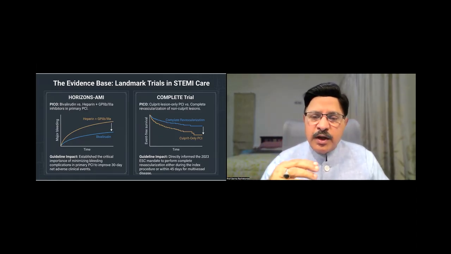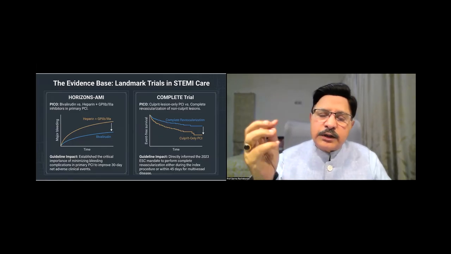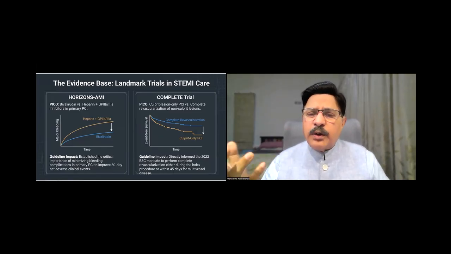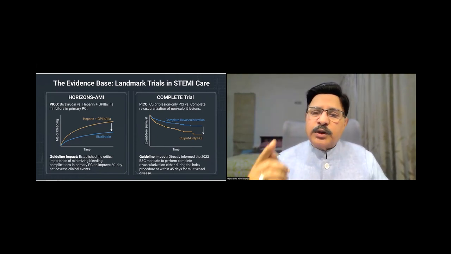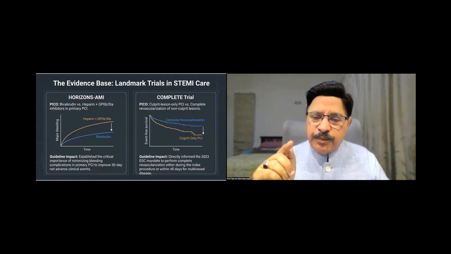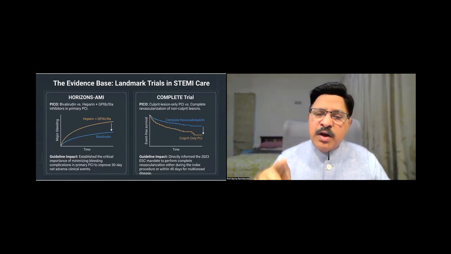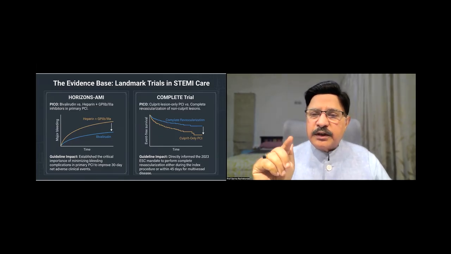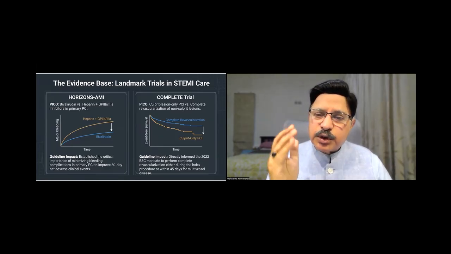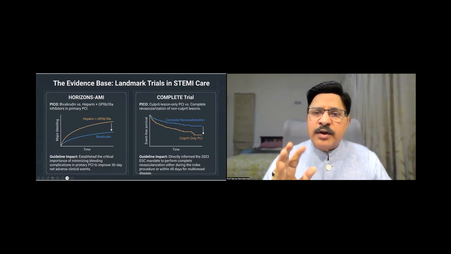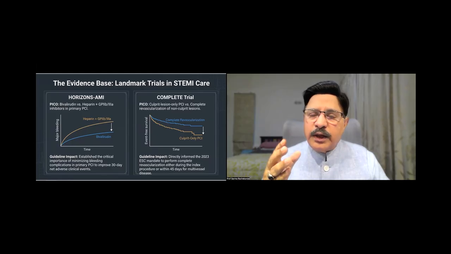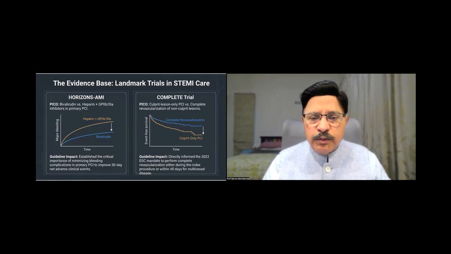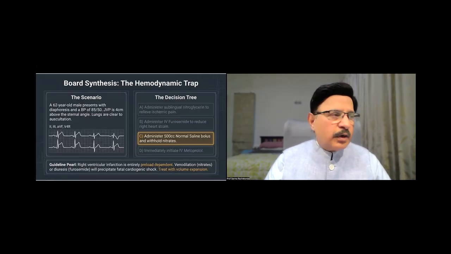This is a new teaching. Earlier we were telling you to treat the culprit vessel and slowly, electively, take care of the other vessels. It's not like that. If you treat the other vessels also, preferably at the index presentation or within the next 45 days, the survival benefit is much, much more, as you can see in the graph. The COMPLETE trial says culprit lesion only is inferior to complete revascularization. So you should always attempt complete revascularization.